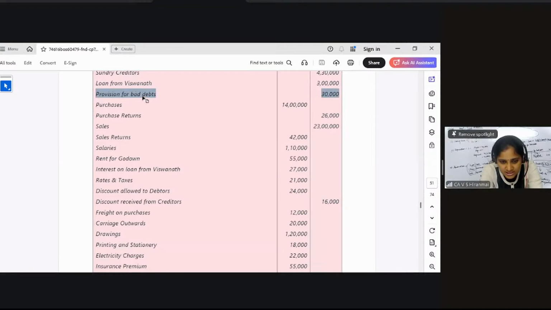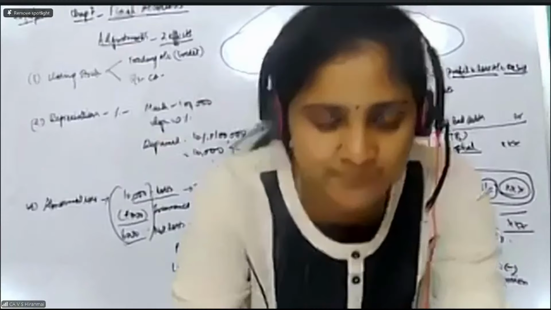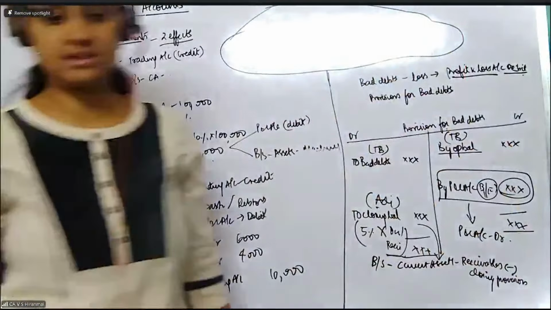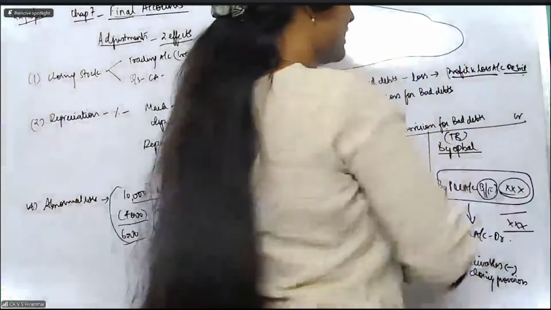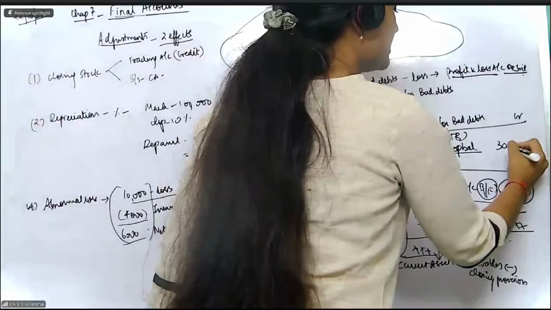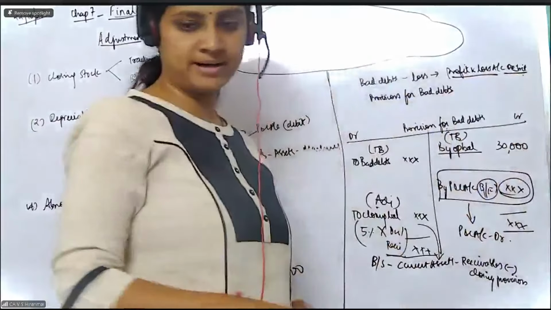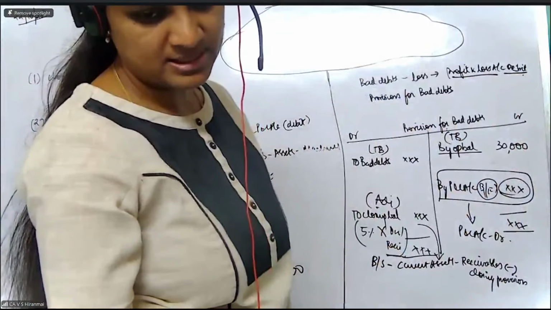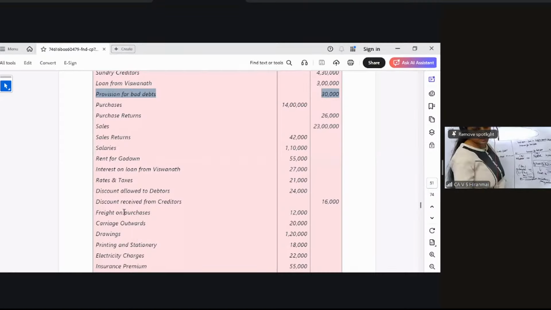So in the trial balance, provision for bad debts means what? It is nothing but the opening balance, correct? So now I am writing 30,000 as my opening balance. Okay, madam, this is okay. Now read the next point in the question. Please see the screens. Don't write anything. Just watch. I'm just solving the question for you.